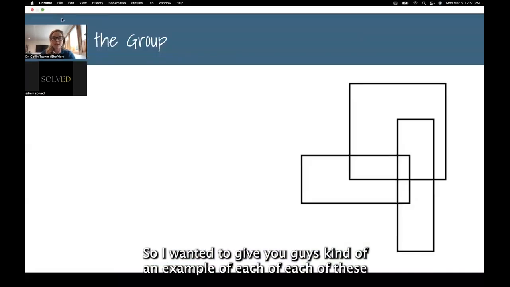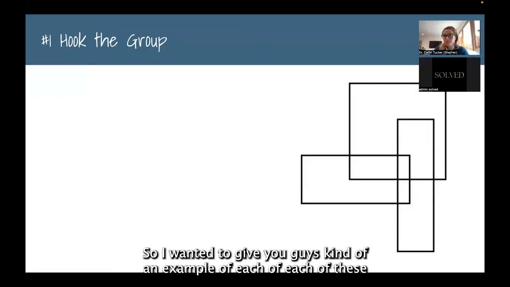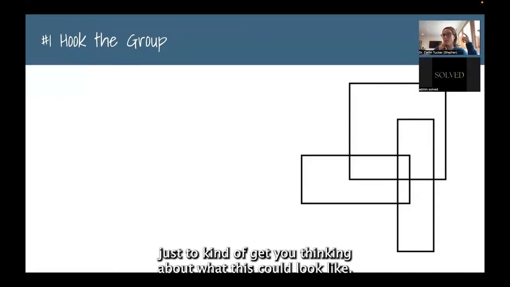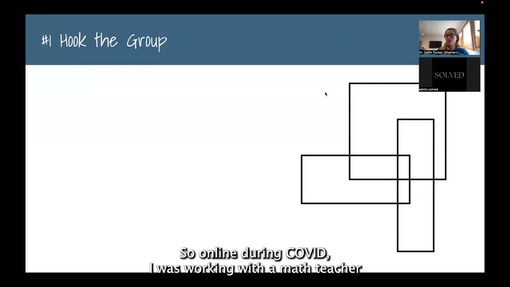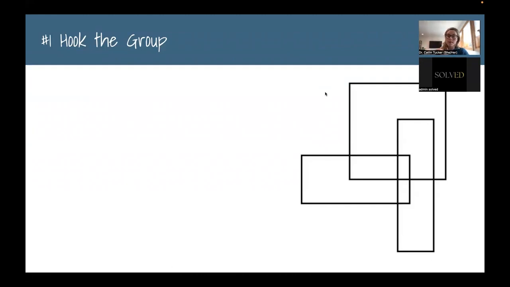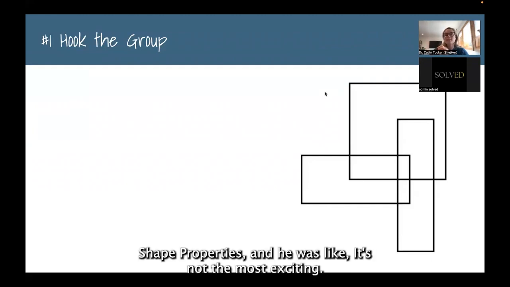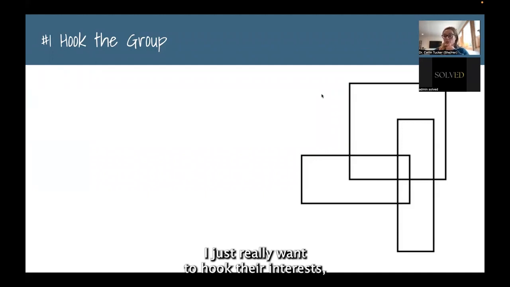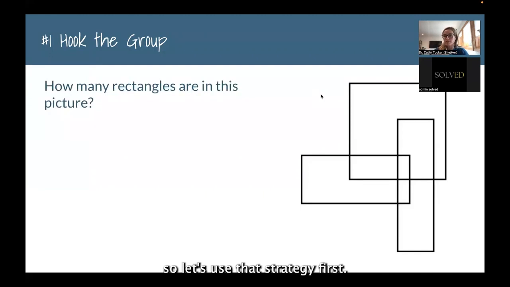So I wanted to give you guys an example of each of these just to get you thinking about what this could look like. Online during COVID, I was working with a math teacher who was going to do an instructional session on shape properties. He was like, it's not the most exciting. I just really want to hook their interest. So let's use that strategy first.